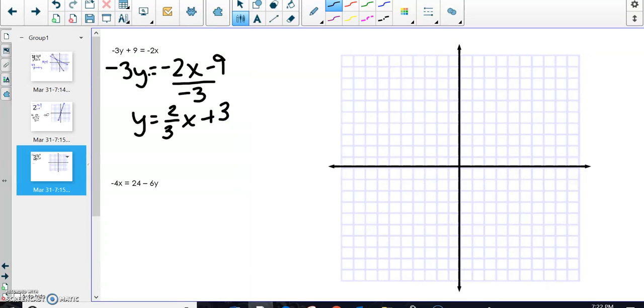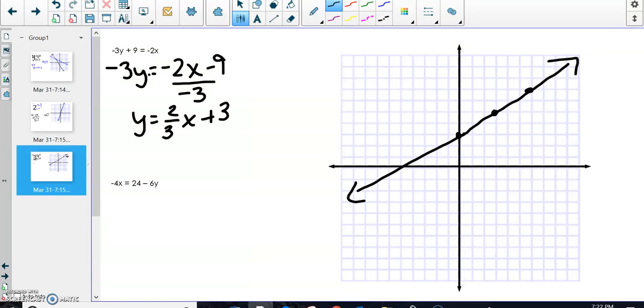So let's graph that. I'm going to go up to positive 3, 1, 2, 3, and then I'd go up 2, right 1, 2, 3, and this gives me a positive line. Up 2, then right 1, 2, 3. So there's my line for that graph and that equation.